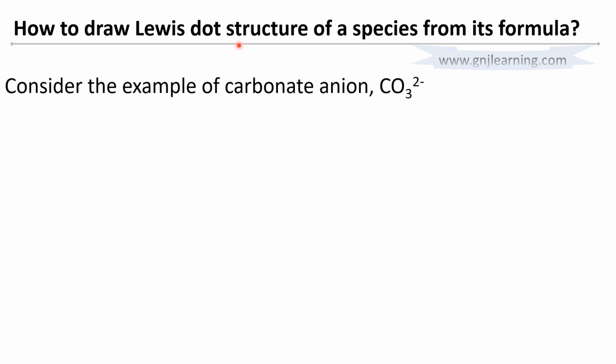Here I am taking an example, the carbonate anion, CO3 2 minus. In this CO3 2 minus I have 1 carbon, 3 oxygen atoms and a 2 minus charge. Clear? So I am going to draw the Lewis dot structure of this species. How many bond pairs are there? How many lone pairs? How is it structured? These are the things that I am going to learn here.